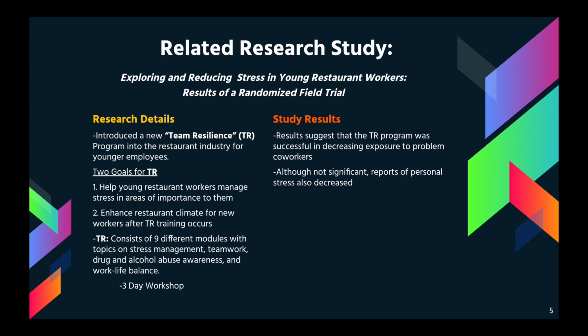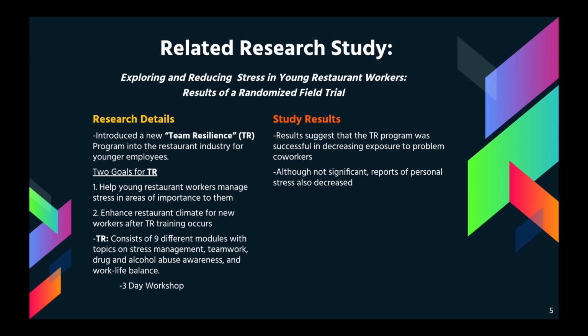A related research study I found on this topic was exploring and reducing stress in young restaurant workers, results of a randomized field trial. In this study, they took young restaurant workers ages 16 to 29, and they introduced a new idea of team resilience, which was a program where they met 3 days, and it had two goals. One goal was to help young restaurant workers manage stress in areas of importance to them in life, such as relationships, school, and family, and the second goal was to enhance the restaurant climate for new workers after the TR training occurs, so that it fixes the work environment so that new workers have a stable and positive environment to come into.